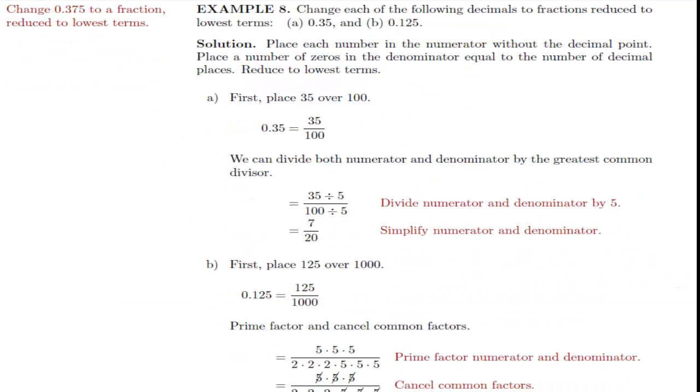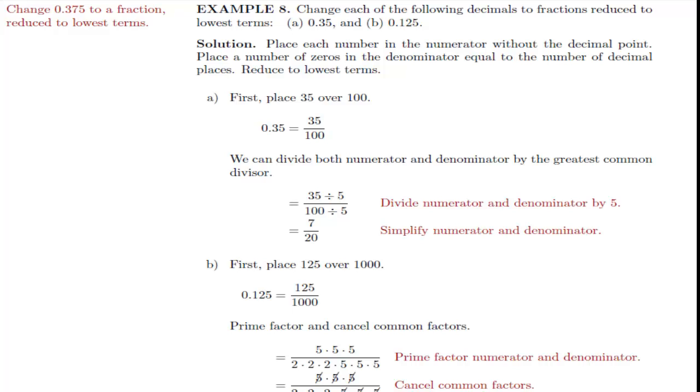Example 8. Change each of the following decimals to fractions, reduce to lowest terms. Solution. Place each number in the numerator without the decimal point. Place the number of zeros in the denominator equal to the number of decimal places. Reduce to lowest terms. A. First place 35 over 100. So 0 and 35 hundredths equals 35 over 100.